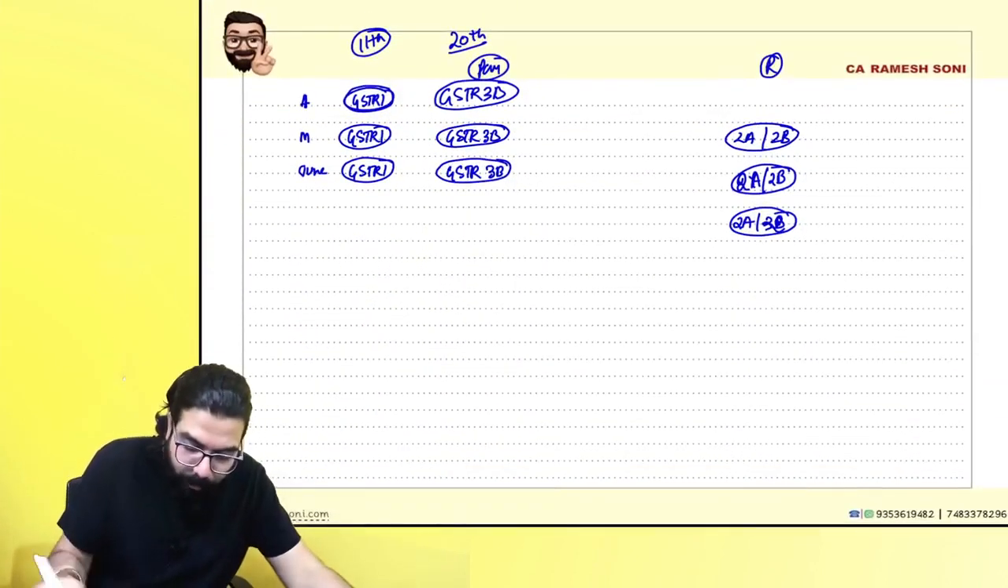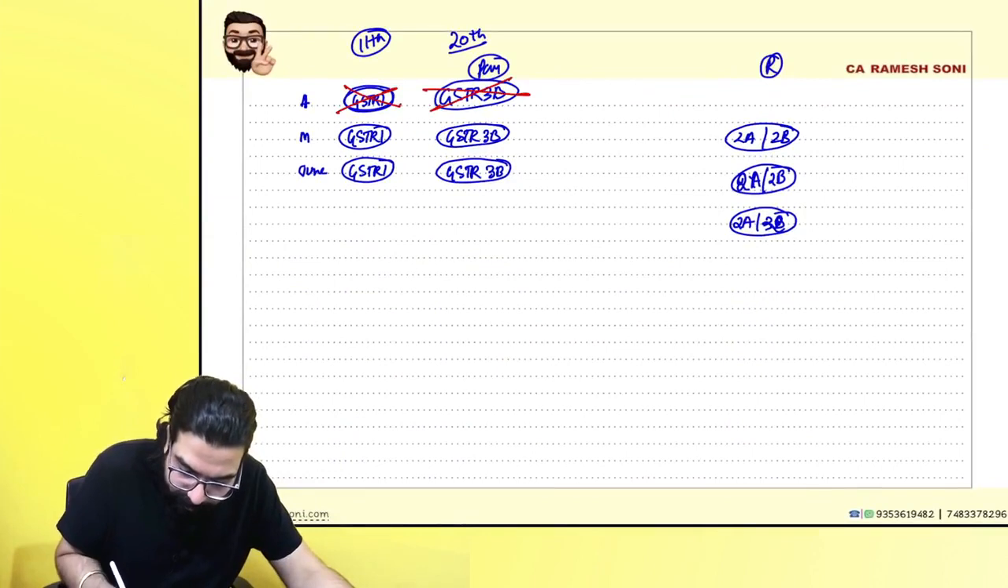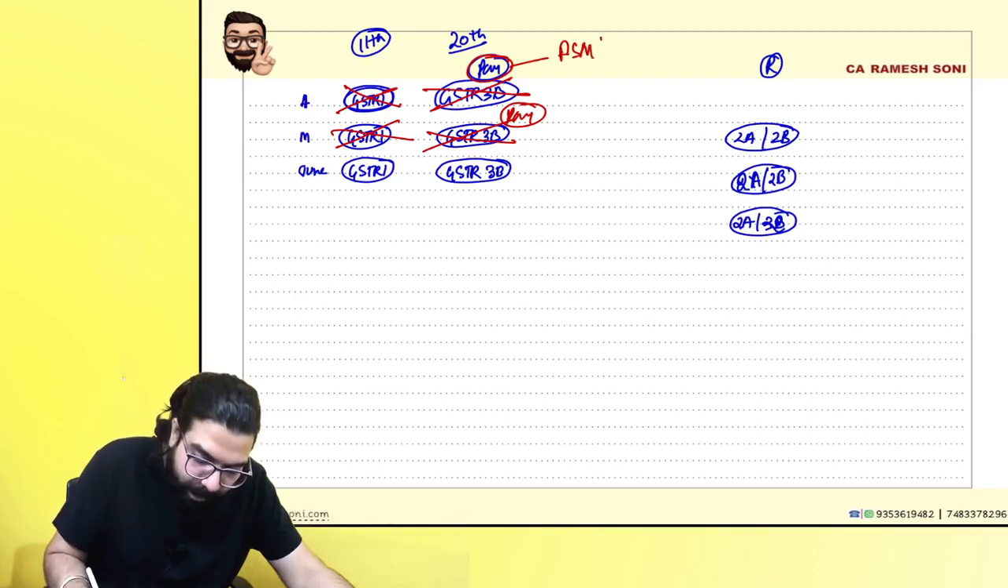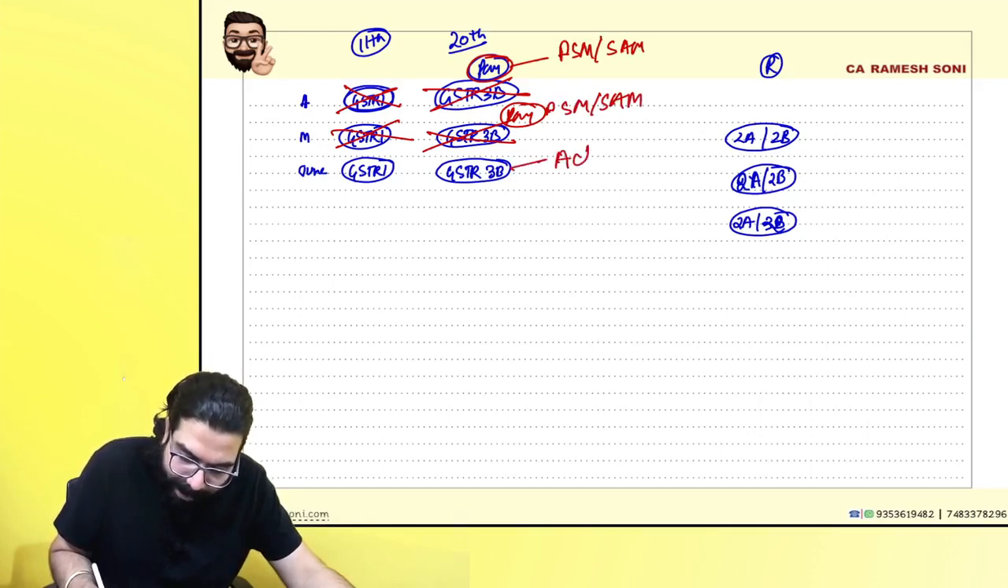Now, for a QRMP person, what will happen? He will not file monthly returns, but he will have to make the payments. He will pay as per the fixed sum method or the self-assessment method, where he will pay the actual liability.